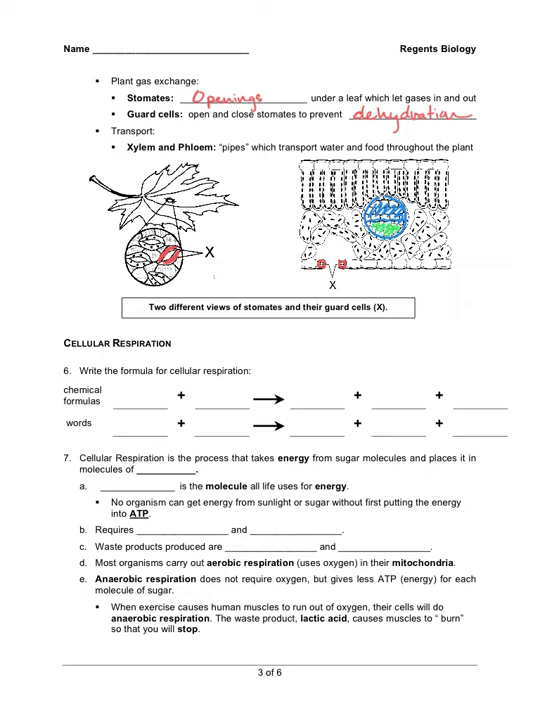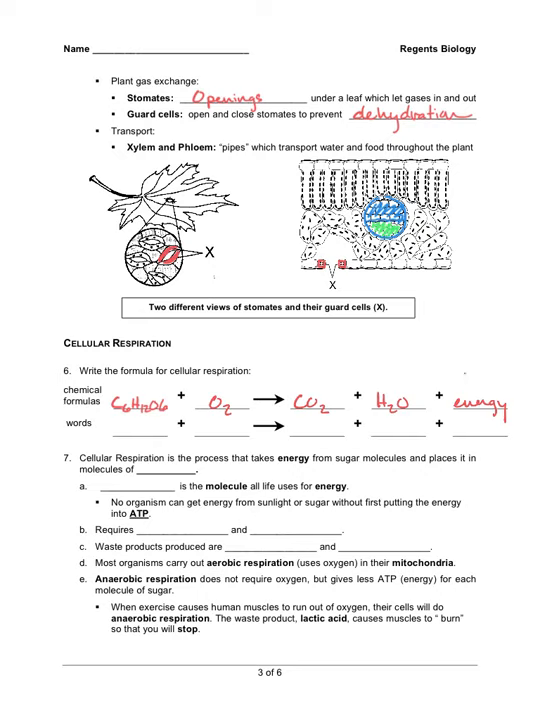are transported. Now we're going to review cellular respiration. So number 6 would like us to write the formula for cellular respiration. We'll use chemical formulas first. So glucose, which is C6H12O6, plus oxygen gas, yields carbon dioxide, water, and energy.